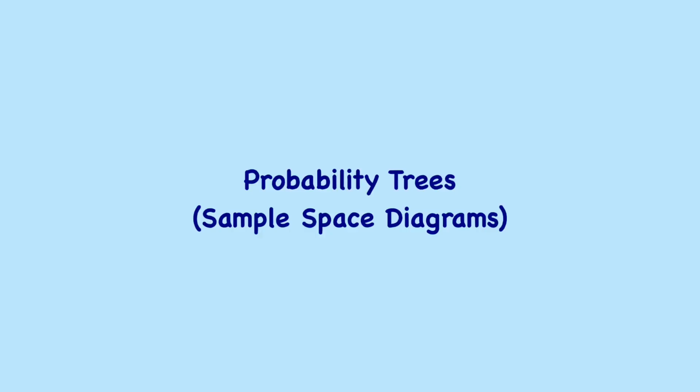Probability trees. A probability tree diagram is used to represent probabilities using two or more stages. Let's have a look at an example.